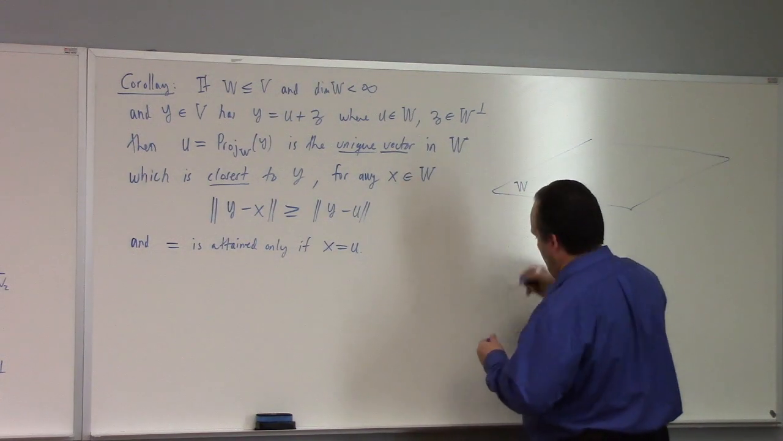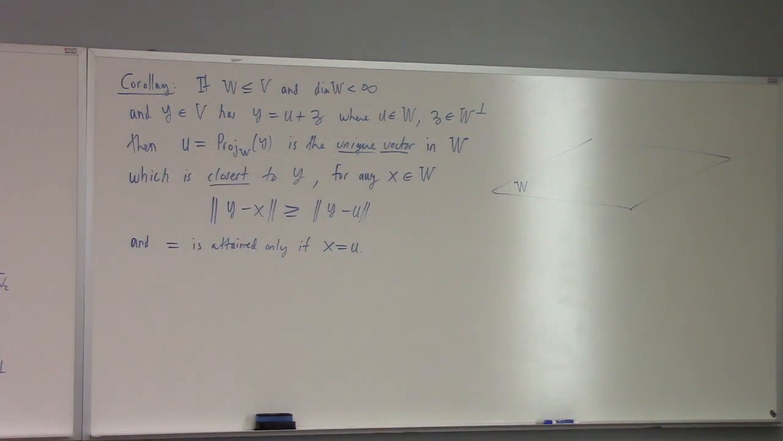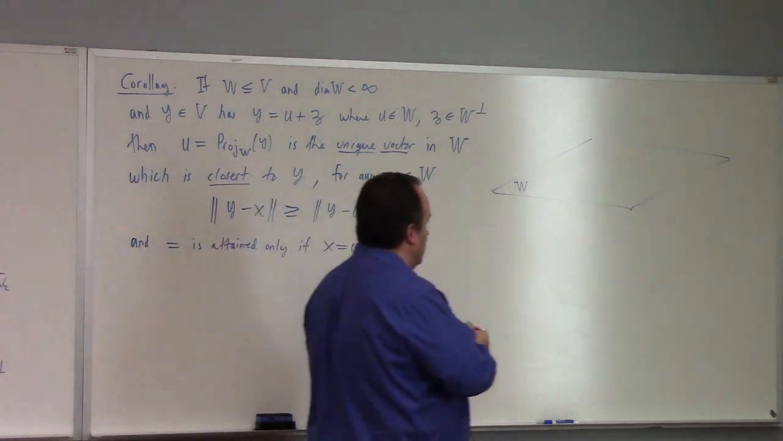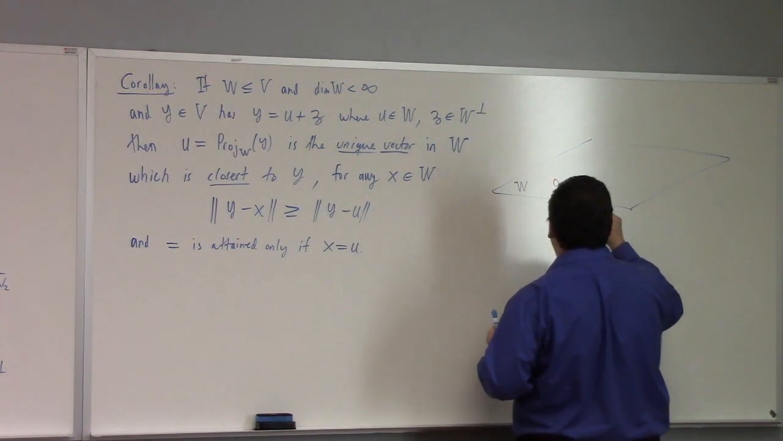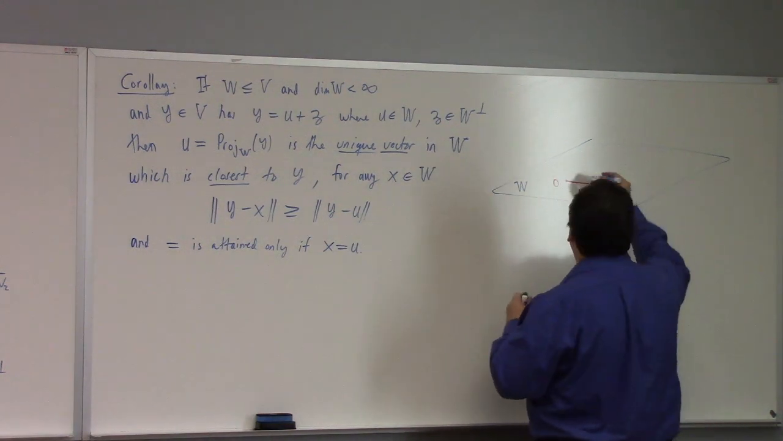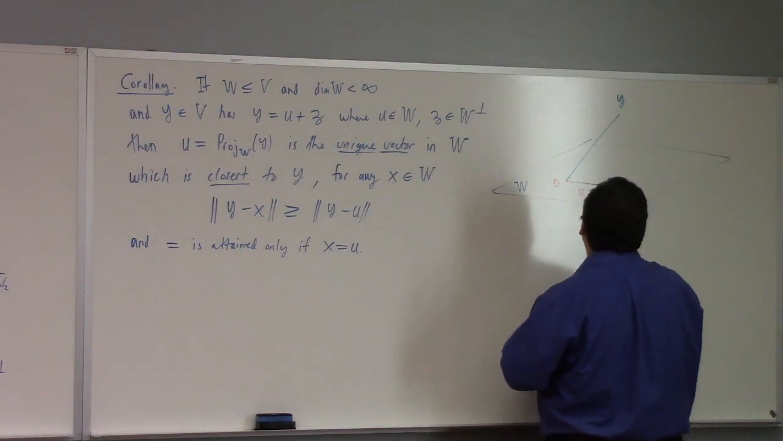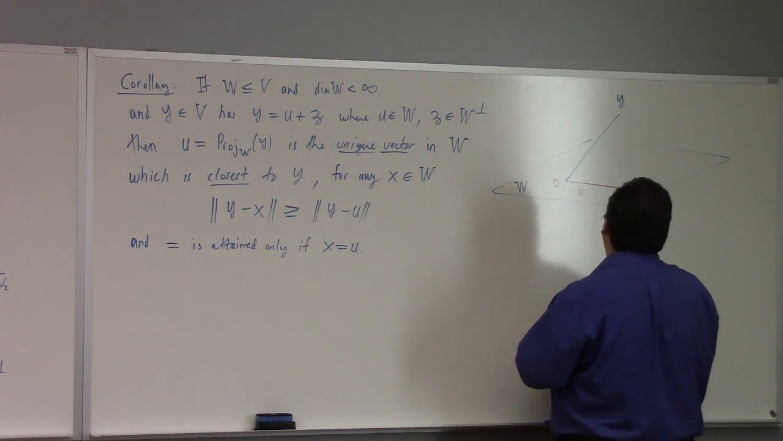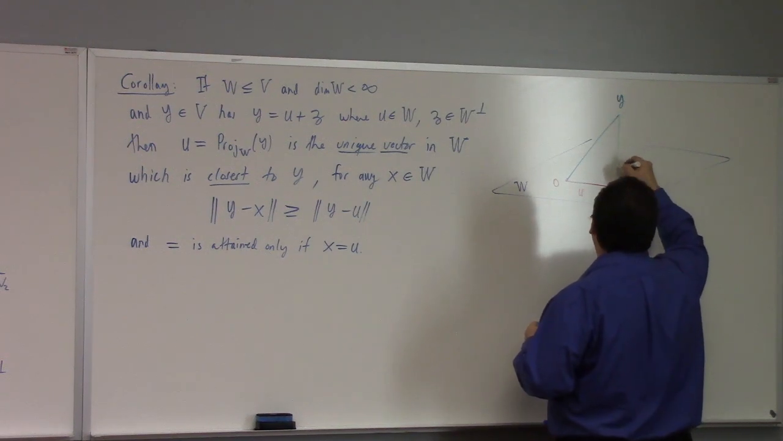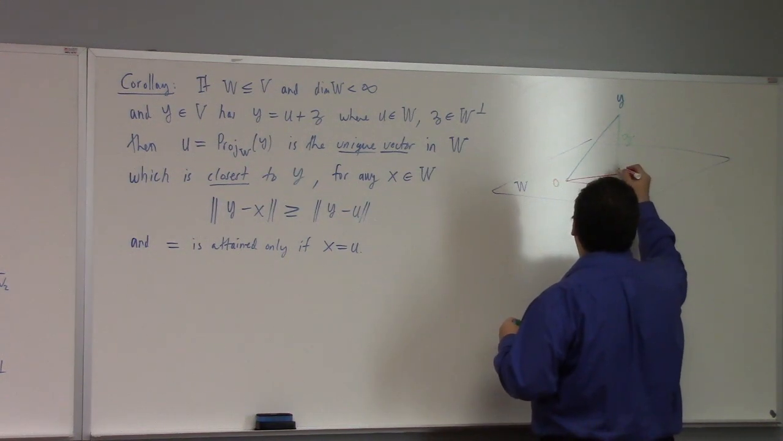So here's my W. Let me draw the origin on there, and let me draw the U and the Z. So this is my origin. So here's the U, and I guess I should have drawn this one first. Y. And I guess I'll make this Z. I'm going to move my other vector a bit for the sake of artistry. There we go. So these are perpendicular.